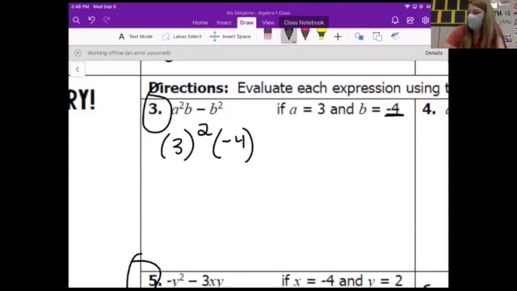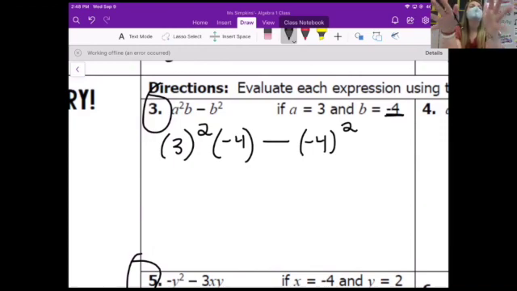Okay, let's replace the rest. So we have a minus sign, and I have another b. So I have another set of parentheses, and I'm going to stick in my -4. But that b is being squared or multiplied by itself, right? And we'll do that eventually. So that is what you should see as your first initial setup of the problem, okay?